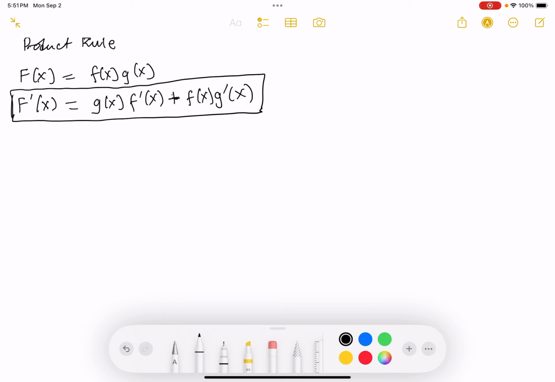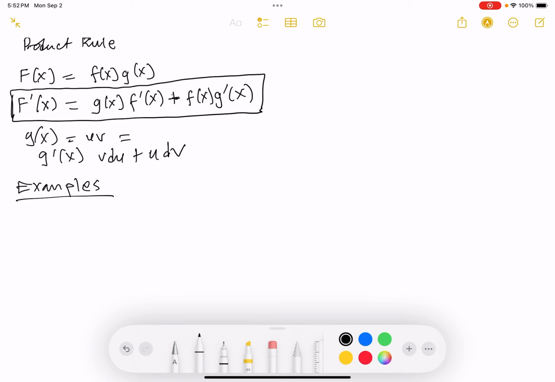You'll find other people that say, if, say, function g of x is equal to u times v, then this would just say g prime of x is given by v du plus u dv, right? So it's the same thing. So let's go ahead and jump into some examples.